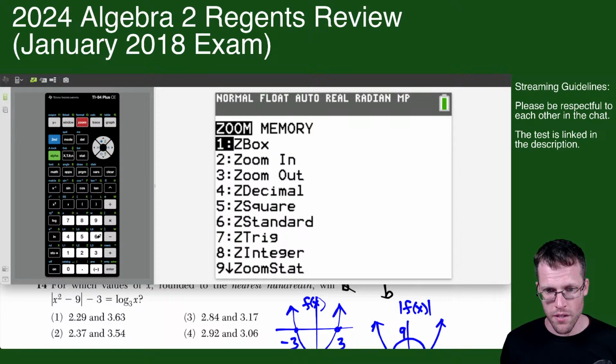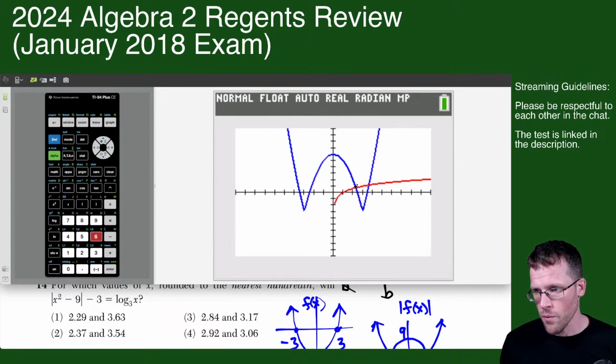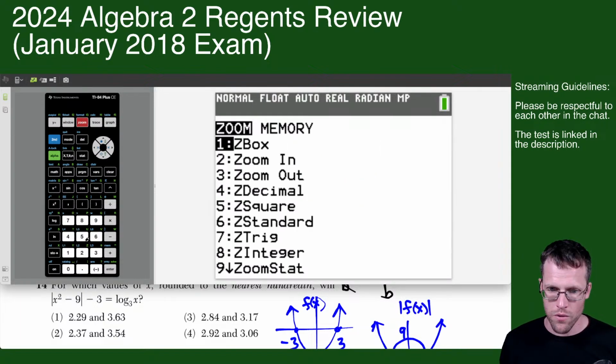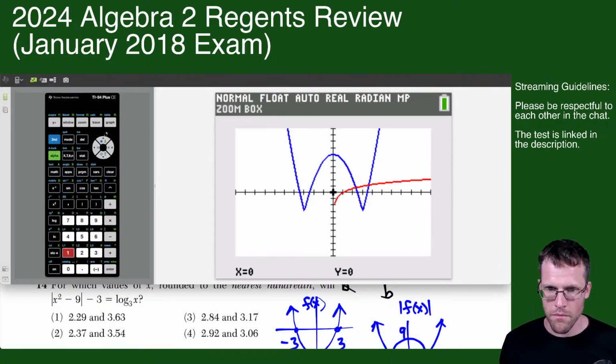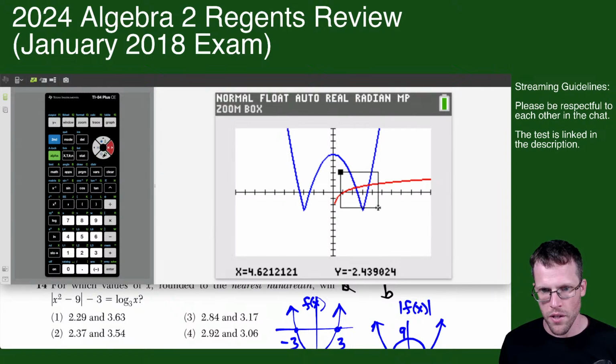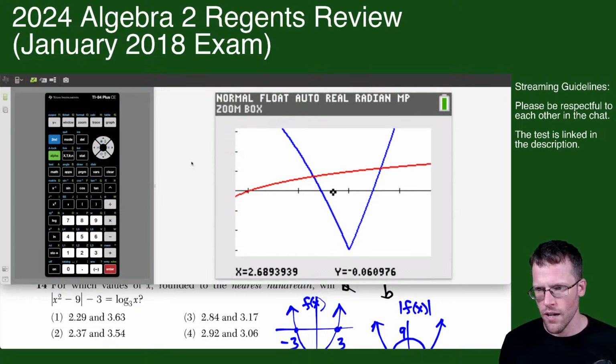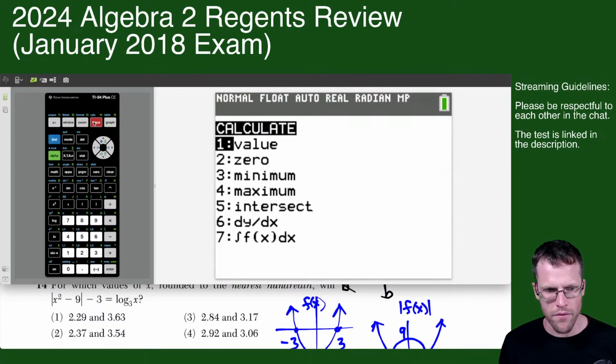I'm going to press zoom 6 to put everything back to normal. And we have 2 points of intersection here. If you want to make a better window, go zoom box. I could scroll, I press enter, and then it's like cropping a photo. Maybe you know that trick, maybe you don't. I did show it before, but there it is. So now it's easier to press second trace 5.